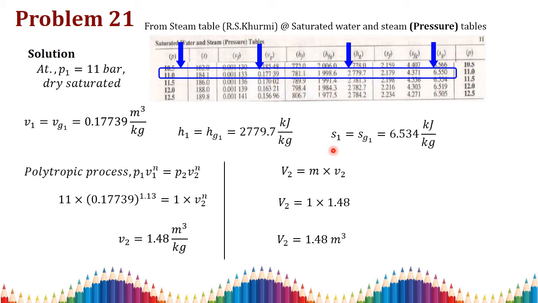And we know it is a polytropic process, so we can write P1 V1 power N is equal to P2 V2 power N. So we know P1 and we know V1 from this case. Substitute all those values, and the polytropic index N is 1.13. Then V2 is 1.48 meter cube per kilogram. So this is your specific volume, but in the problem they have asked for the final volume. So mass is given, so you multiply the specific volume with your mass, you can get the total volume. V2 is equal to 1.48 meter cube, since the initial mass is 1 kg.